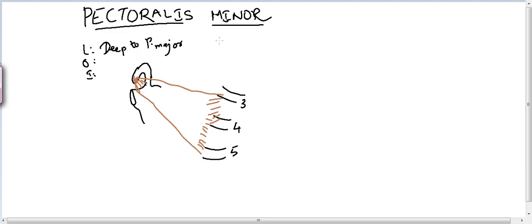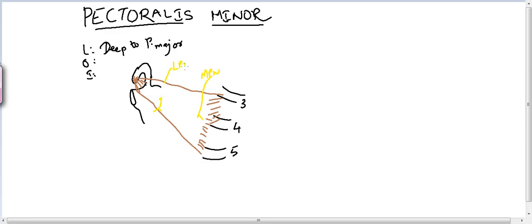Nerve supply of this is two nerves in pectoral region. One on the medial aspect coming from the medial cord, it's called the medial pectoral nerve. Other one on the lateral aspect. In fact, this lateral pectoral nerve pierces the pectoralis minor. So I'll show you. This lateral pectoral nerve comes like this and goes and comes out like this. So it will pierce the pectoralis minor and emerges out of the pectoralis minor.